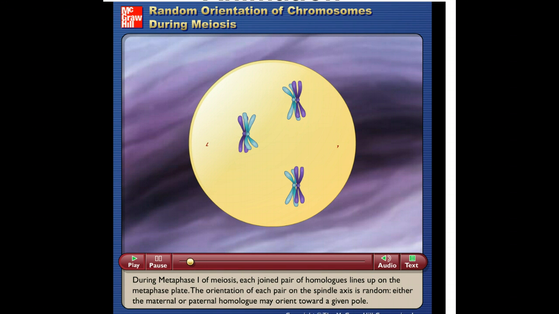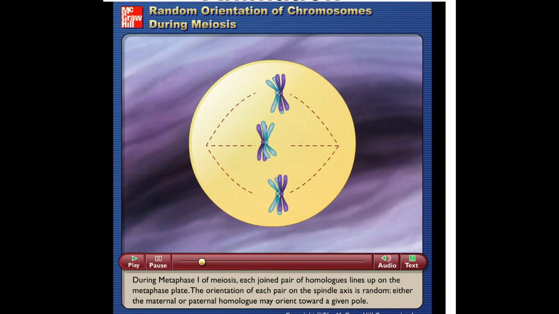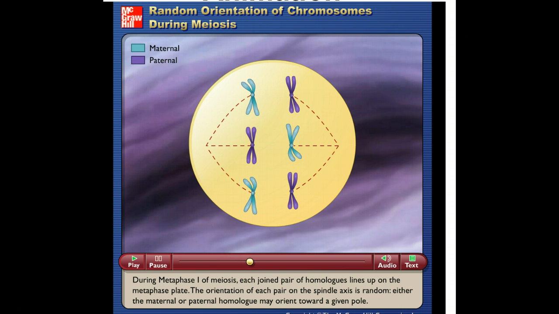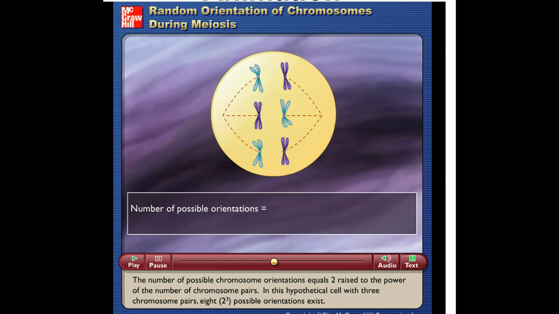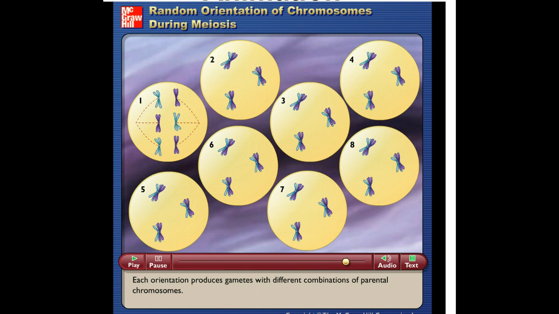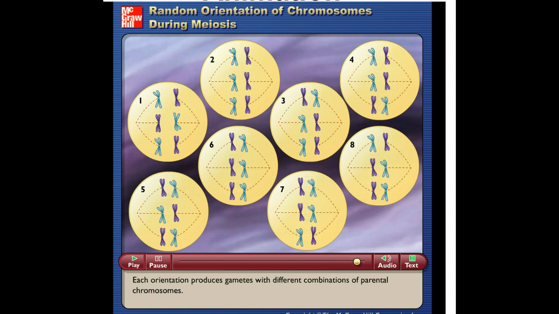During metaphase 1 of meiosis, each joined pair of homologs lines up on the metaphase plate. The orientation of each pair on the spindle axis is random. Either the maternal or paternal homolog may orient toward a given pole. The number of possible chromosome orientations equals 2 raised to the power of the number of chromosome pairs. In this hypothetical cell with 3 chromosome pairs, 8, or 2 to the third, possible orientations exist. Each orientation produces gametes with different combinations of parental chromosomes.